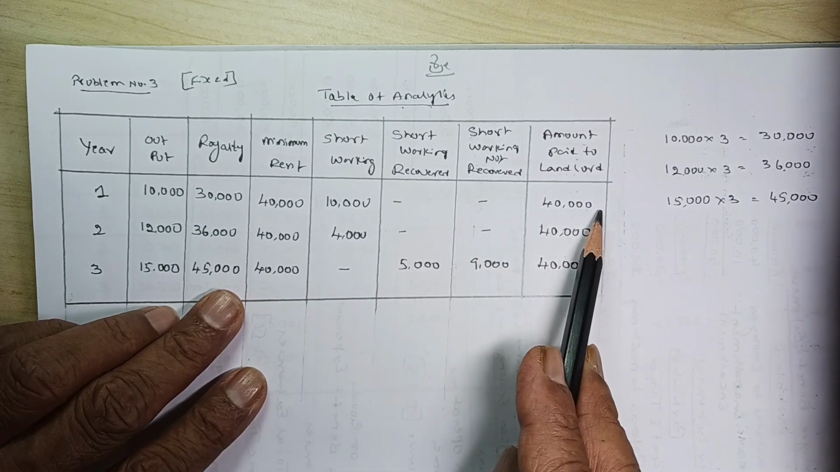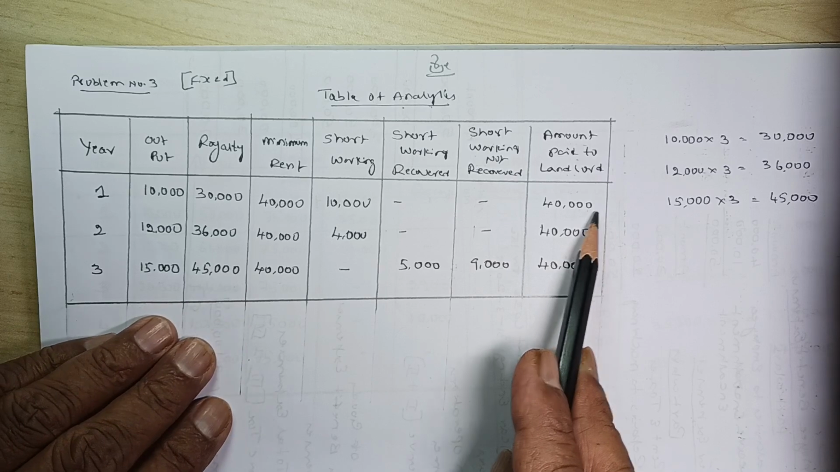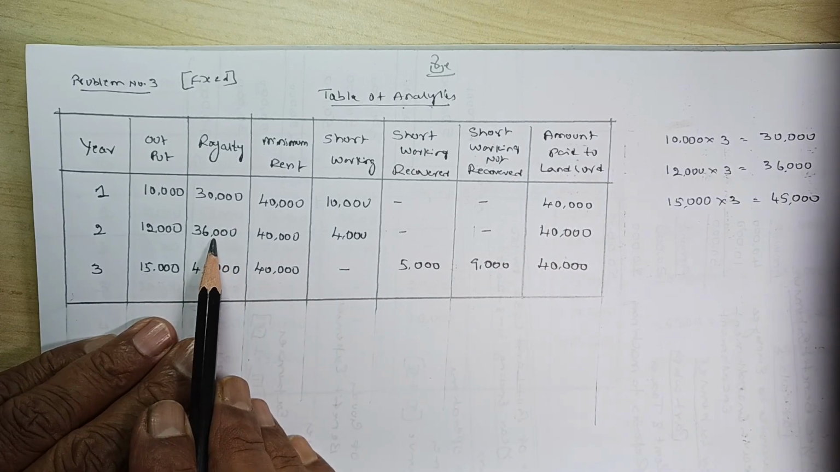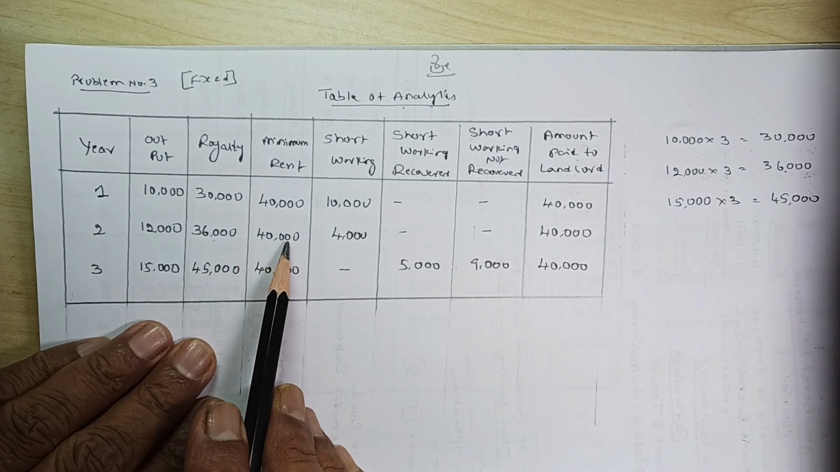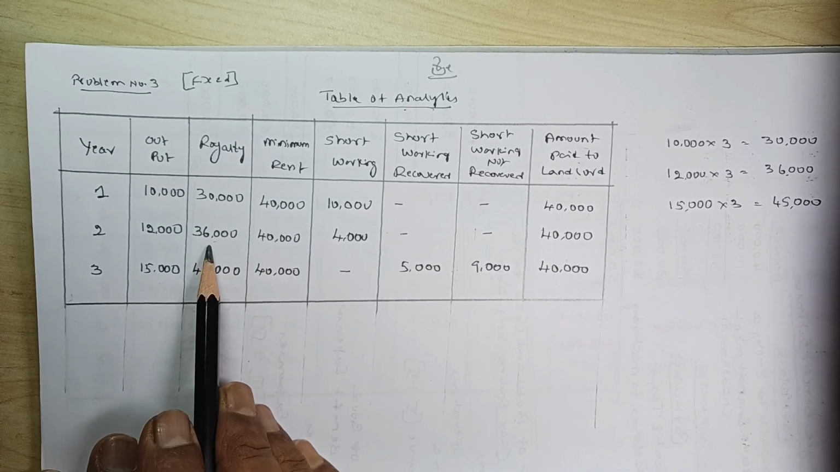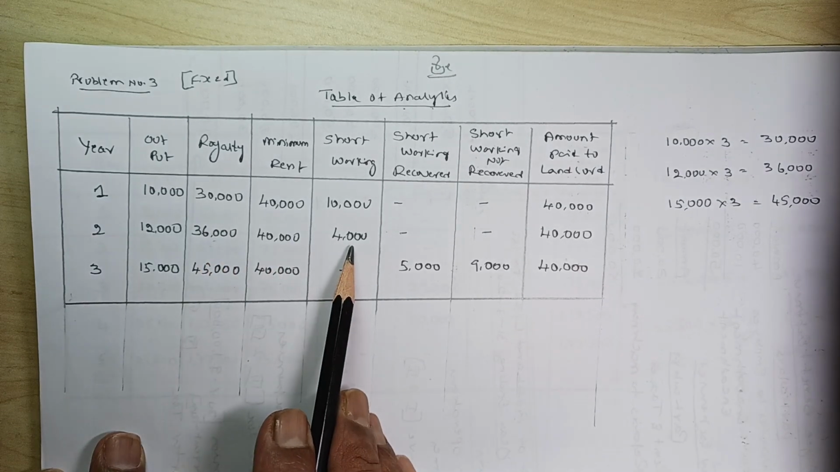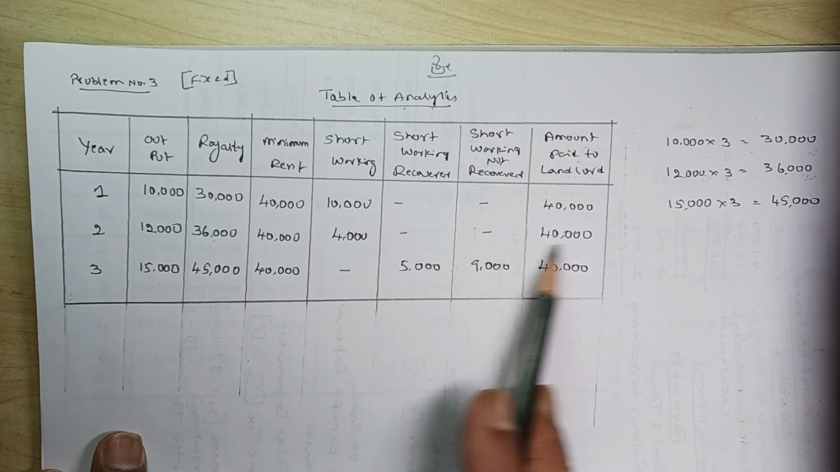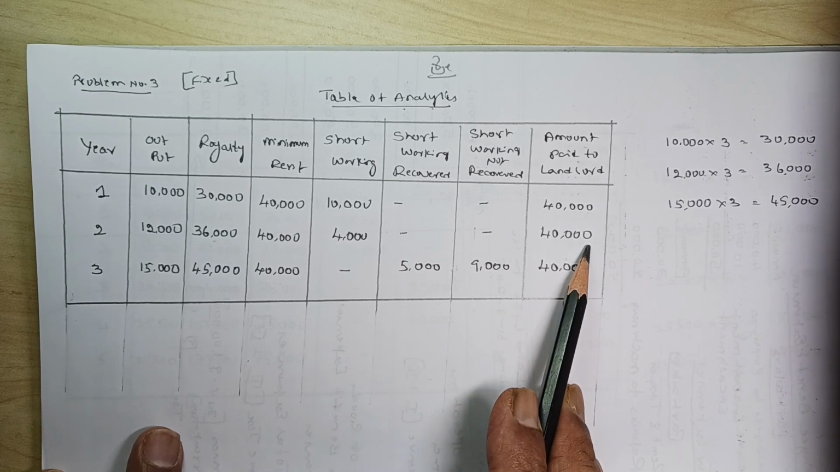You have to pay to the landlord how much actually? 40,000. Next, 36,000, once again it is less than the minimum rent. 40,000 is minimum rent. Royalty earned is only 36,000. Again you have a loss of how much actually? 4,000. Again you have to pay from your pocket how much actually?